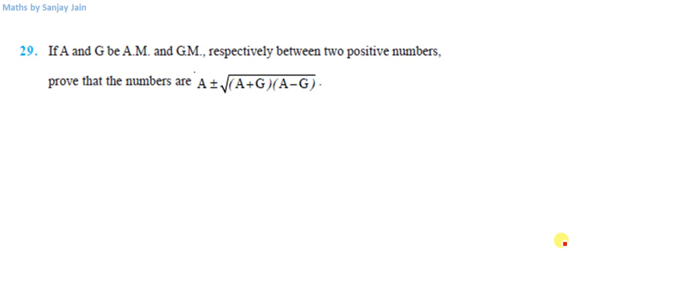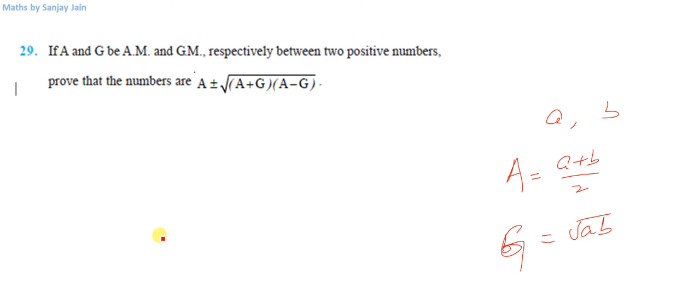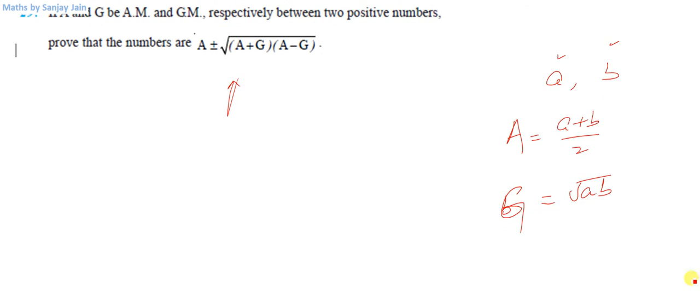If A and G are the AM and GM respectively of two positive numbers, let those positive numbers be small a and small b. So what is A? It is a plus b by 2. What is G? G is square root of ab. Then prove that these numbers, this small a and small b, we have to write them in terms of capital A and capital G. How do we do that?